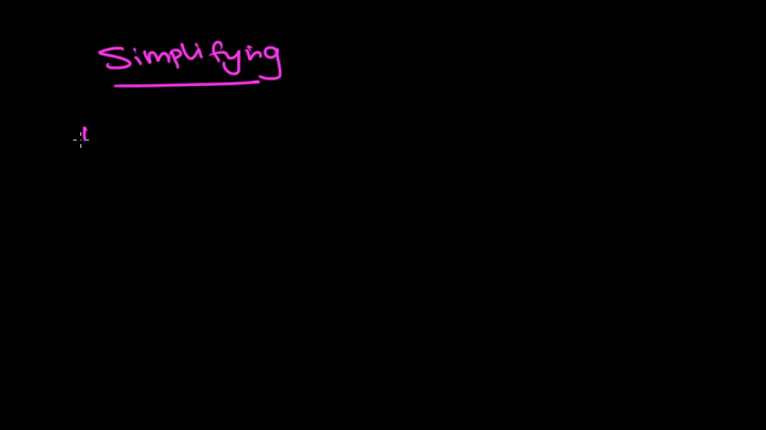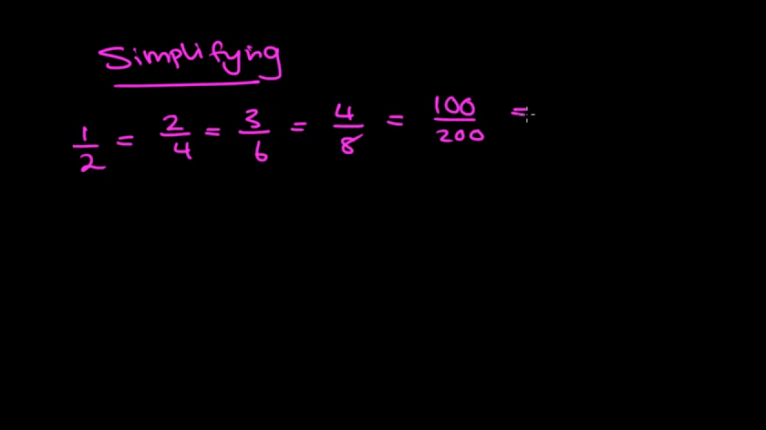Before we looked at things like this, a half, which equals 2/4, which equals 3/6, which equals 4/8, which equals 100 over 200, which equals 500 over 1,000. I'm just doubling or timesing it by the same number. All those fractions are equal, so they are all equivalent. We've already done that.